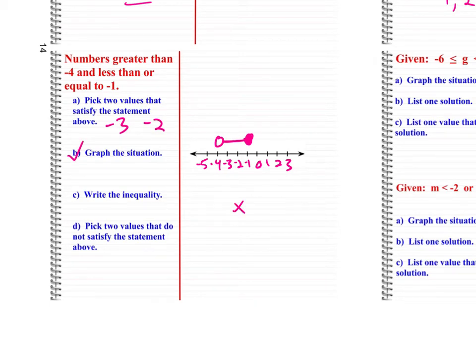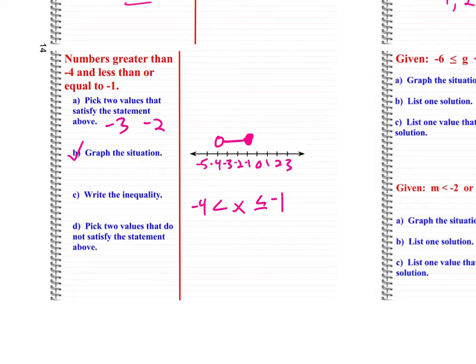So I'm going to pull down this. This should be an open dot, so I'm going to put just the less than sign. And this is a closed dot, so I want to put the less than or equal to. So here I'm going to say x should be greater than -4, and x should be less than or equal to -1.